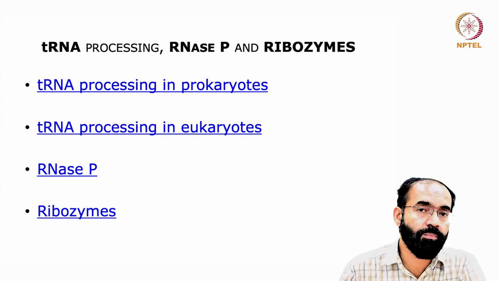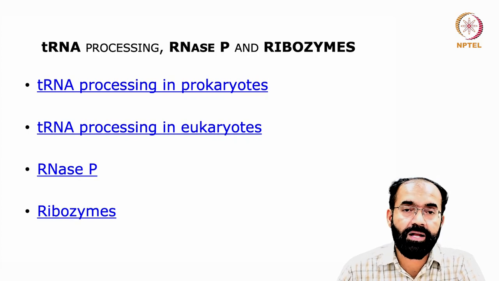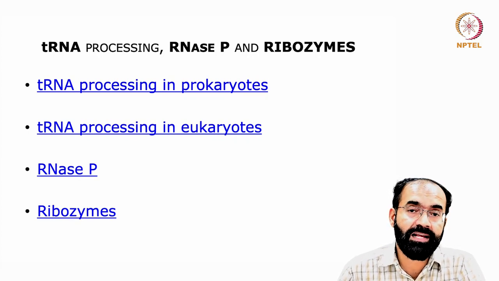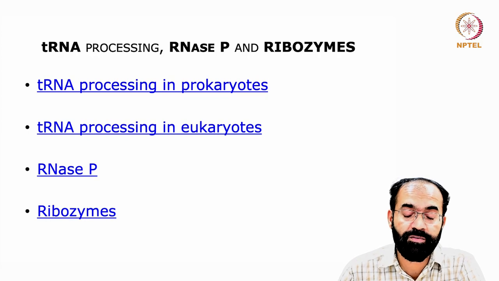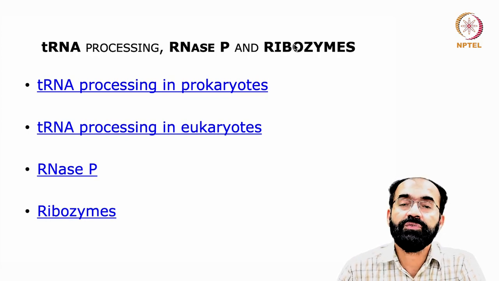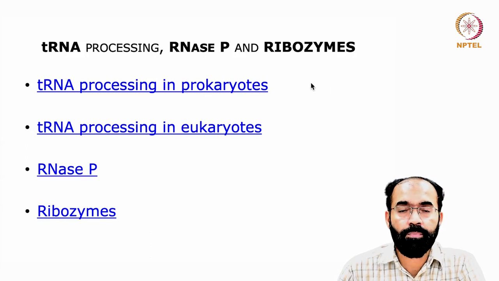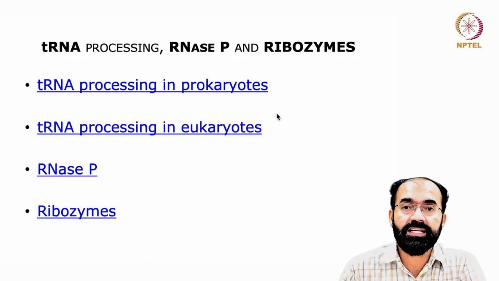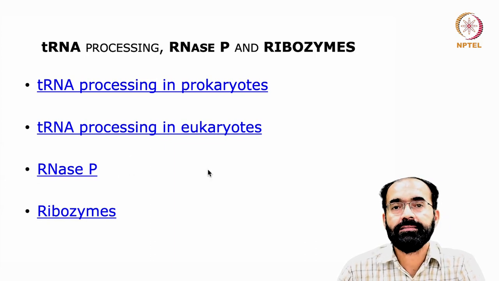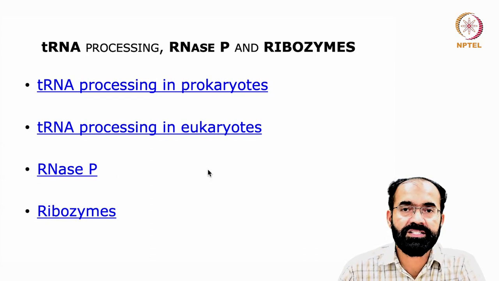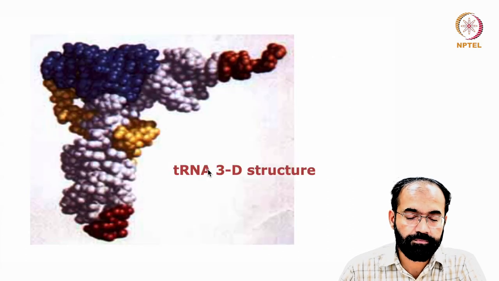We have already known about RNase P. We studied about RNase P. It is one of the ribozymes that helps in the maturation of the tRNA 5' end. And also we know about ribozymes. And the tRNA processing in prokaryotes, tRNA processing in eukaryotes, and the importance of RNase P and a few of the ribozymes we will see subsequently.